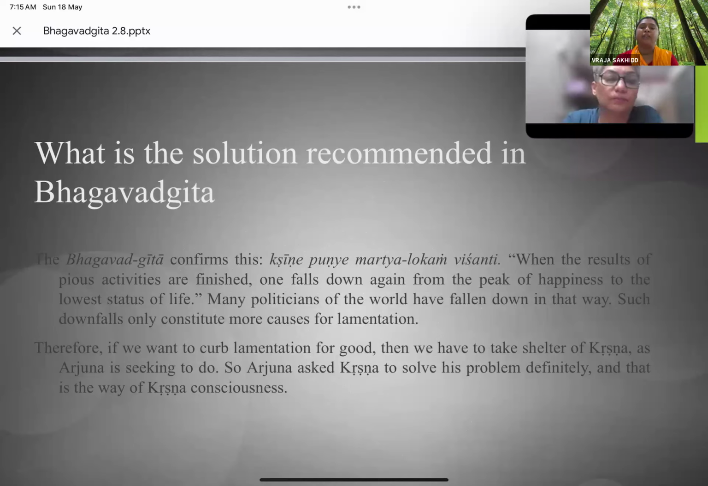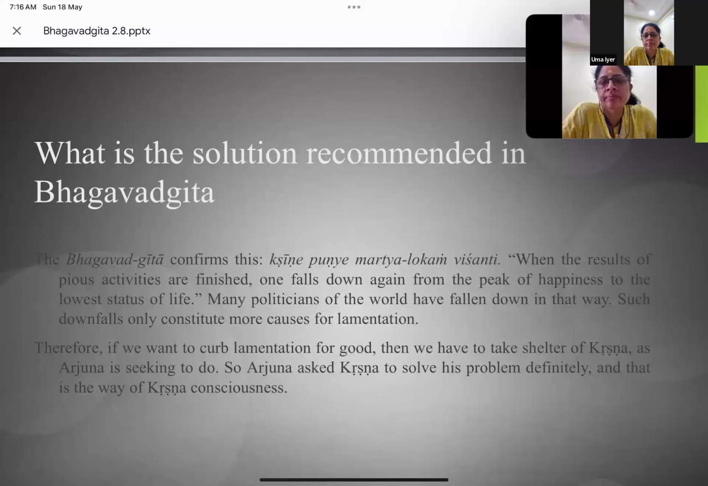So people think that if we go to the heavenly planets, we are happy. But for that also Krishna said in the Bhagavad Gita, 9th chapter, kshine punye martyaloke vishanti. As your piety gets exhausted, you will have to leave the heavenly planets and go back to the Mrityuloka, the world of birth, death, old age, and disease. It's very easily understood. Suppose you're going to the US with a 6-month visa, or somebody is going with an H-1B visa. How long can you stay in the US?